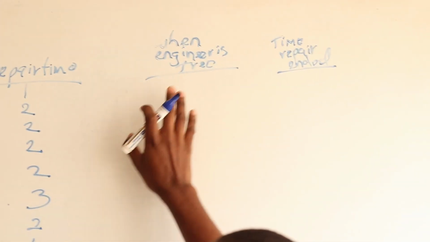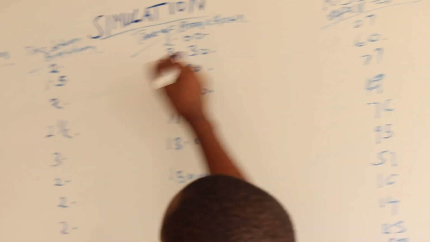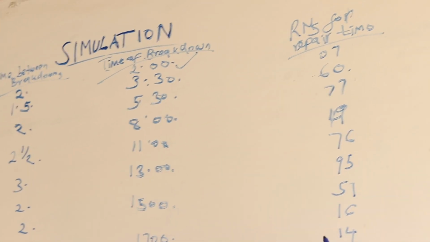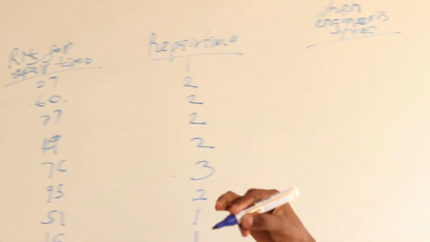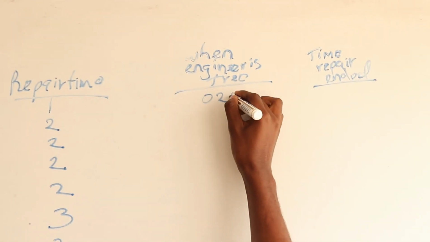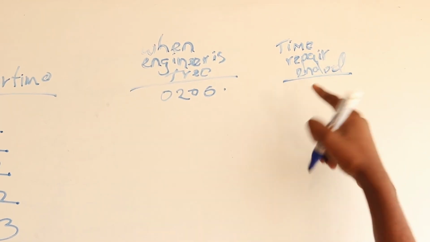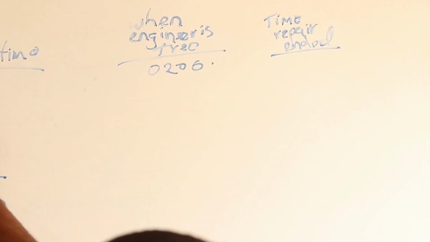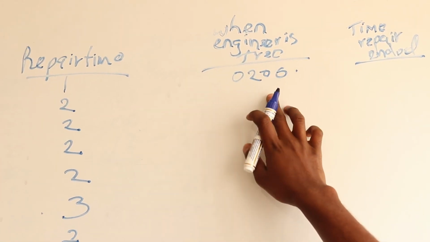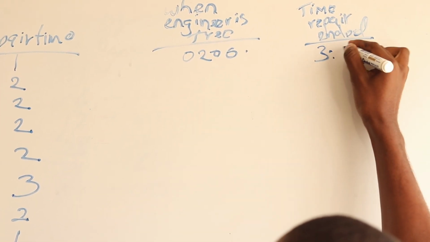Okay, so when the engineer was free, for the first machine that broke down, it broke down at 2:00 hours. So the engineer was free at 2 because that's the first machine that broke down. So here we'll have 02:00 hours. Then for the first machine, the time the repair ended will be the repair time, which is 1 hour, added to when the repair started. So the repair started at 2, after 1 hour, the repair ended at 3.